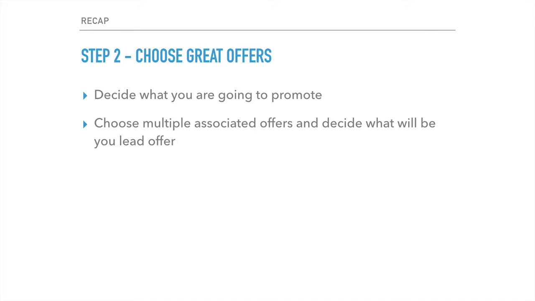So step two is all about choosing great offers. You need to decide what you're going to promote, and you need to find multiple offers that are all associated with each other, and they all need to be associated with how people got onto your list. You need to appreciate how you drove the people to the list. What was the landing page? What were you promising them? What were the pain points that these people had? You really need to consider that, and you need to find great offers.